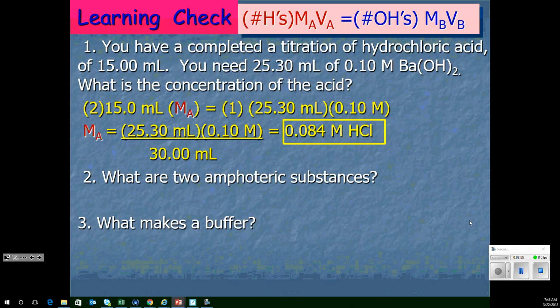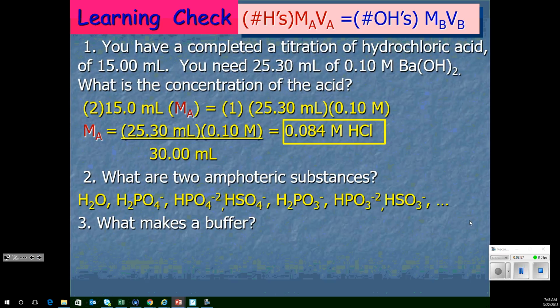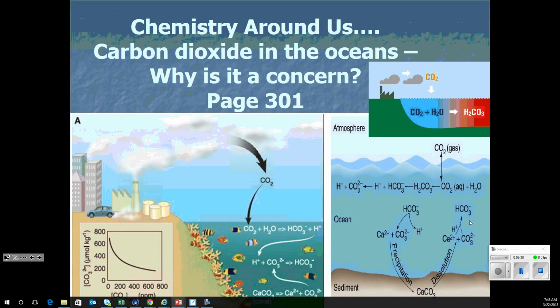Now the amphoteric, water is probably the most common amphoteric substance, but any acid that has already given up 1 hydrogen and has 1 more hydrogen it could give up can be amphoteric. If it's a polyatomic that has a hydrogen and it's negative, yes, because it could gain a hydrogen or it could still lose a hydrogen. Okay, so that's what makes amphoteric. What makes a buffer? Basically either a weak acid or a weak base and its salt. Okay, so we're going to be working with those today.